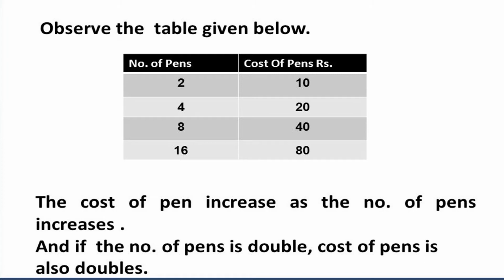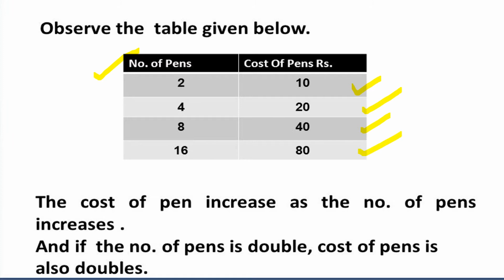See here, I have given the number of pens. See, the number of pens is increasing row by row. First row, 2 pens. What is the cost? 10. Second row, 4 pens. What is the cost? 20. And third row, 8 pens. What is the cost? 40. And the fourth row, 16 pens. What is the cost? 80.